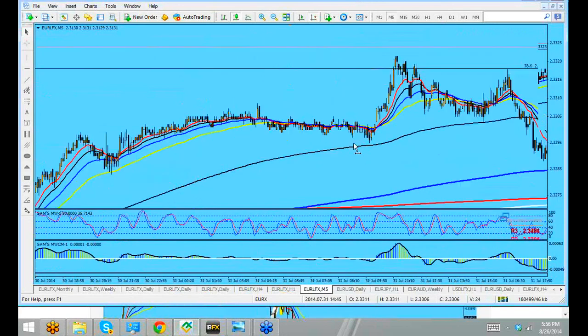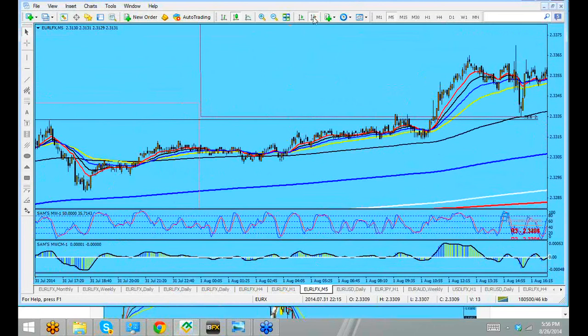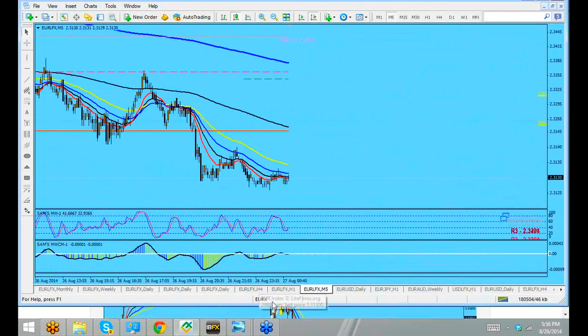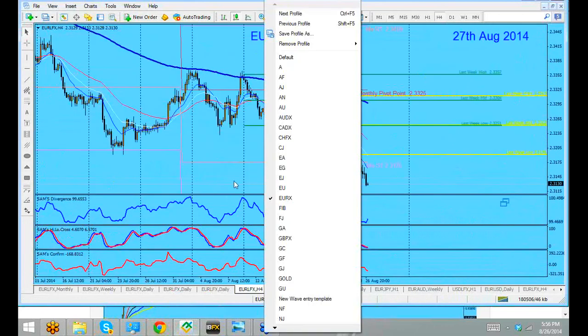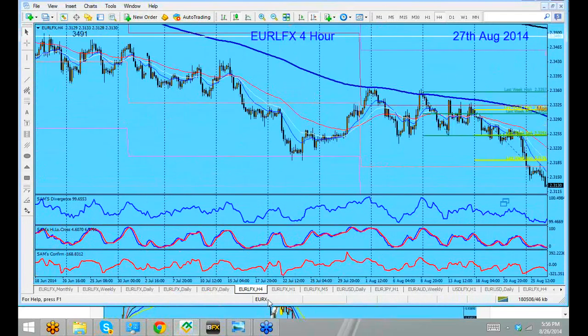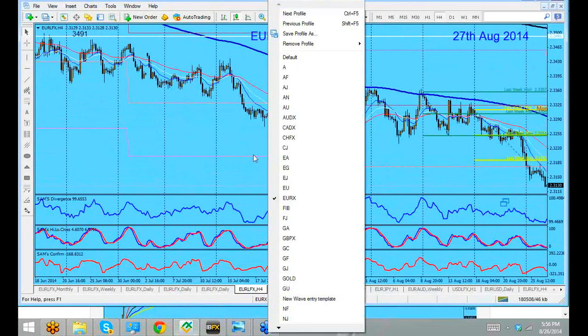So my magic wave strategy has saved you a lot. We make precise entries, and if you lose, usually you get to break even, usually.